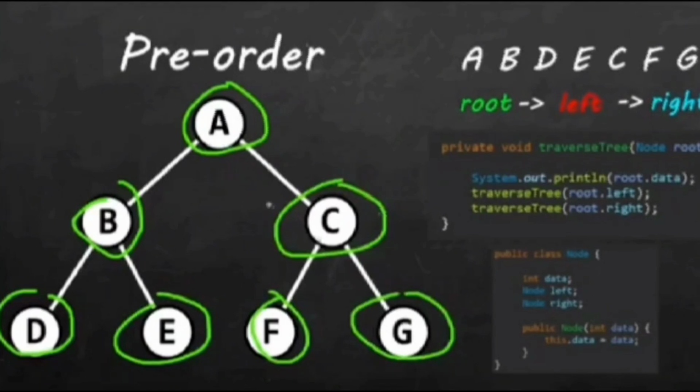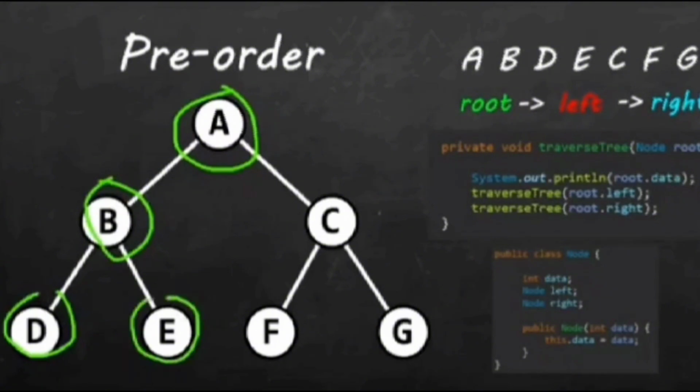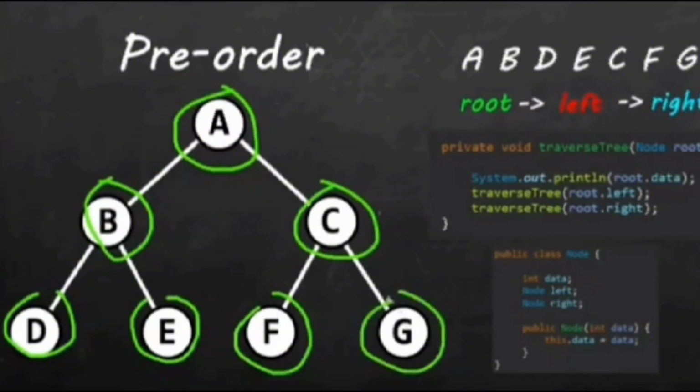This is used to create a copy of the tree. But in order to copy the tree, you need to create a root node and branch nodes to hold the leaves. So again, root, left, still left, right, root, left, and right. A, B, D, E, C, F, G. That is a pre-order traversal. It's used to create a copy of a tree.